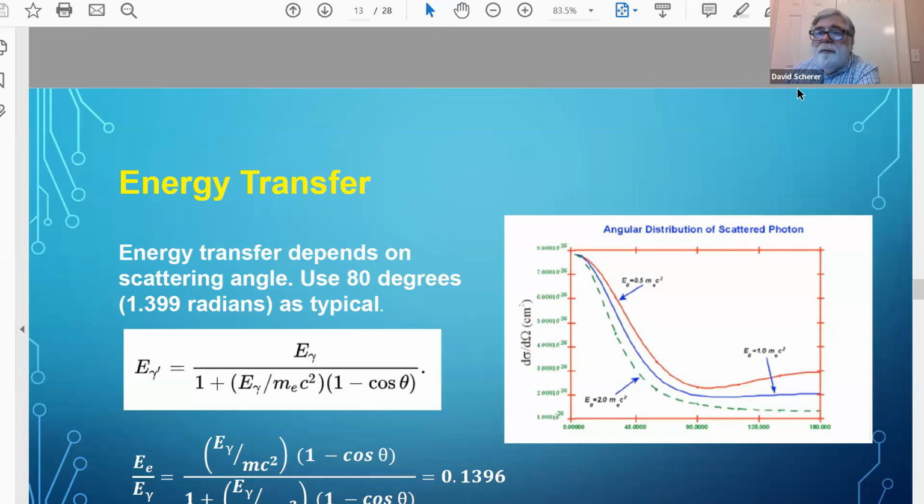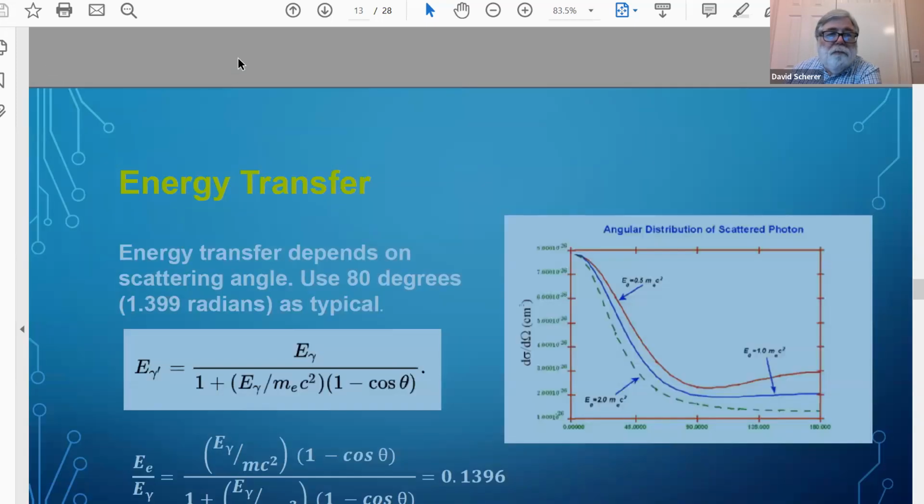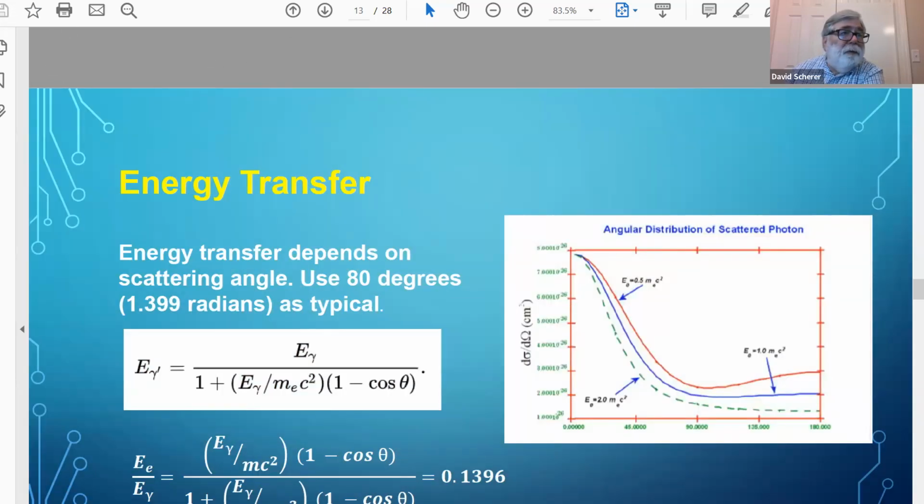This is not working for me. How do I get out of here? Oh, there it is up there.